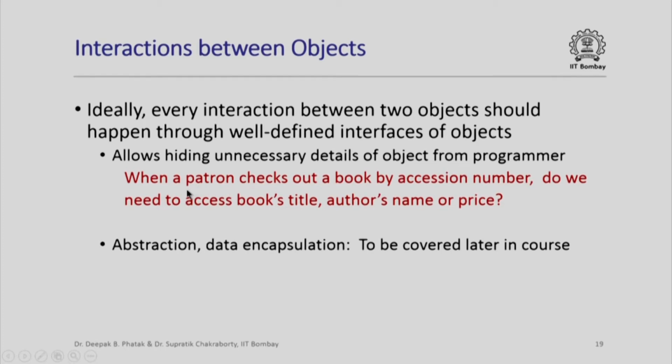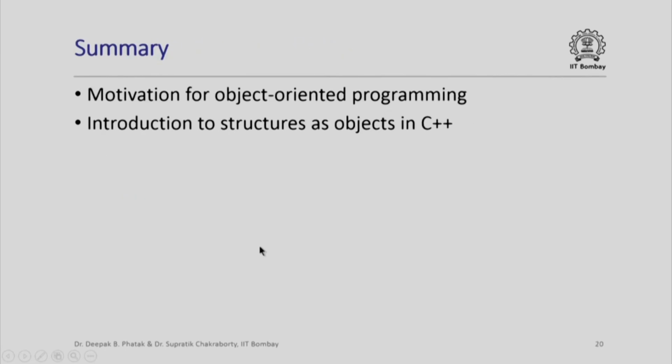For example, when a patron is trying to check out a book by specifying its accession number, do we really need to access the title of the book or the name of the author or its price? If we do not, then the programmer should not try to access these details of the book object when he or she is trying to implement the checkout functionality for a patron. So this is achieved through what we call abstraction or data encapsulation, which will be covered in much more detail later in the course. So in this lecture, we basically saw some motivation for object-oriented programming, and we also saw a brief introduction to structures as an example of objects in C++.